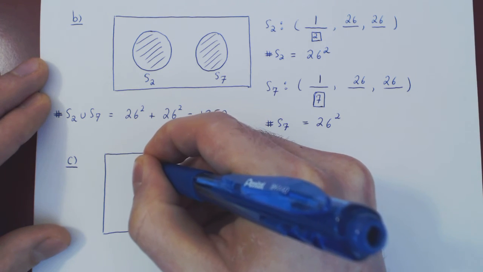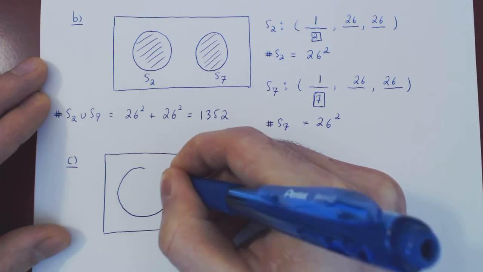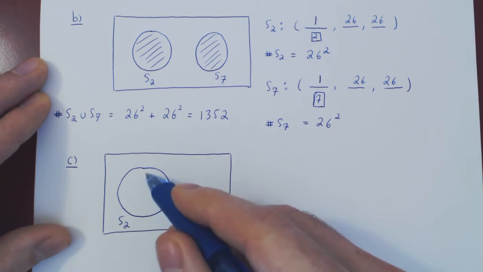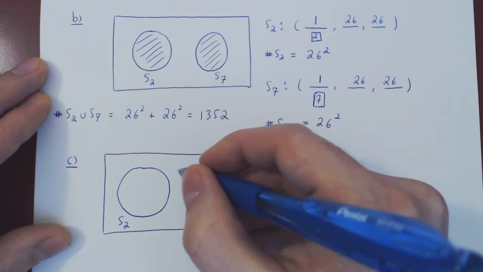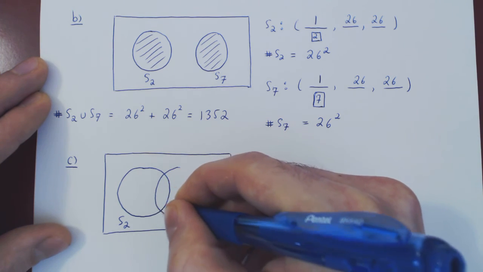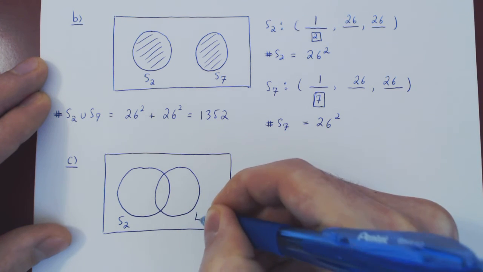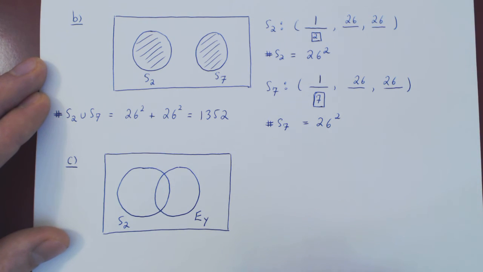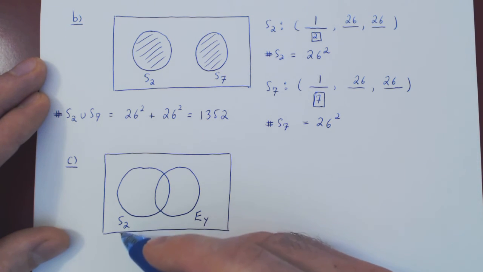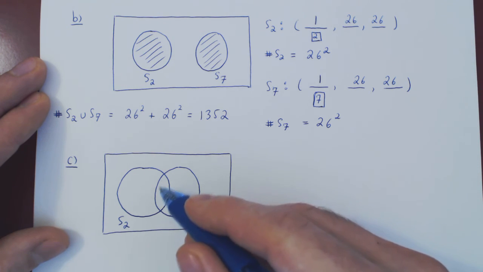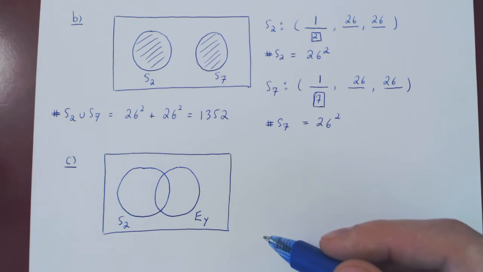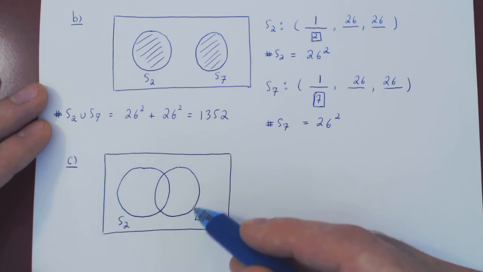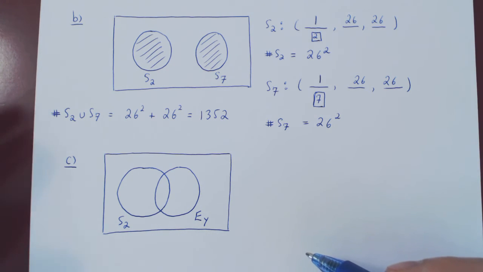So first event is a password starting with a 2. Again, we'll call this S sub 2. Passwords that start with a 2. And now passwords that end with a Y. So I'll call this E sub Y. Passwords that end with a Y. And as we have just said, a password can simultaneously start with a 2 and end with a Y, so there is an overlap. But once again, we're trying to count the total number of possible passwords in this region, as we are saying OR, which means the union.